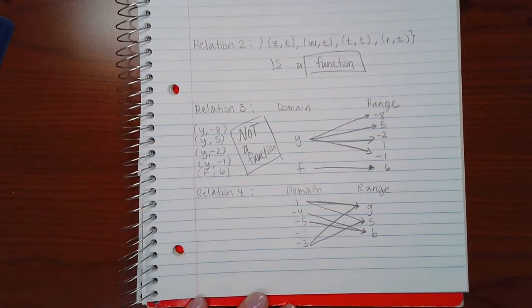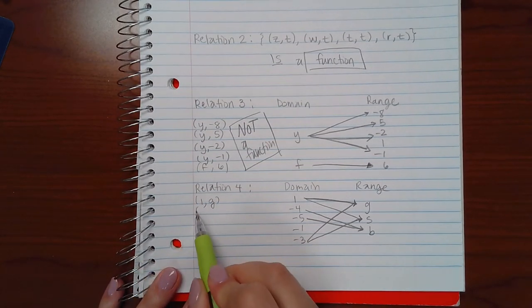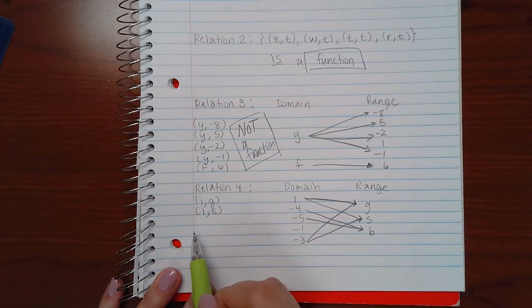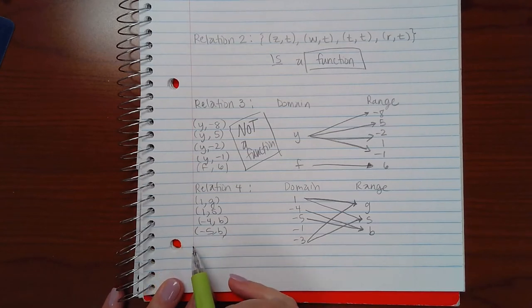Now, let's look at relation 4. Again, if I map it out, 1 goes to g, 1 also goes to s. -4 goes to b, and -5 goes to b, and then 3 goes to g, and -3 goes to s as well.